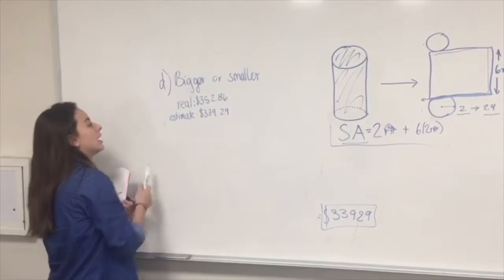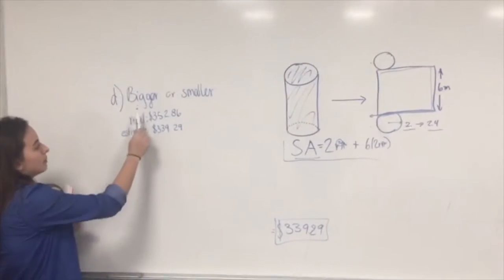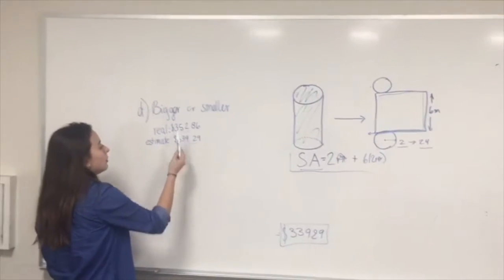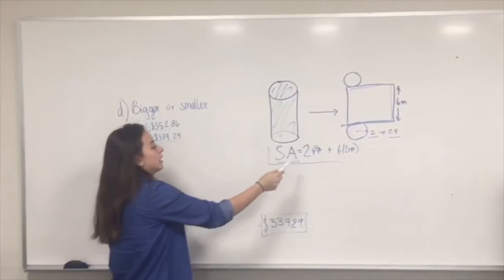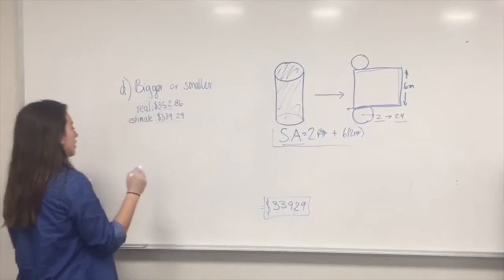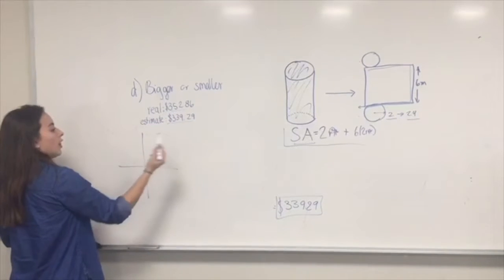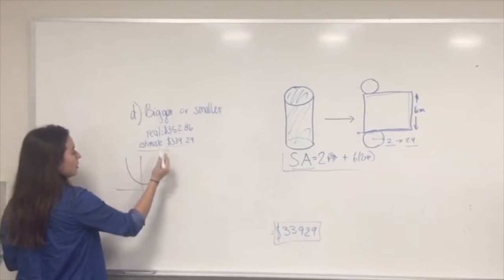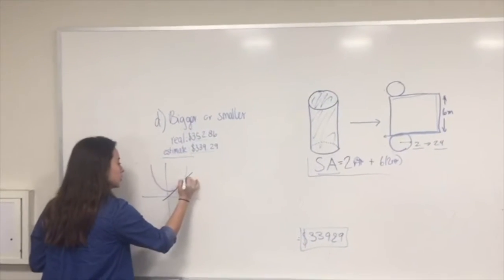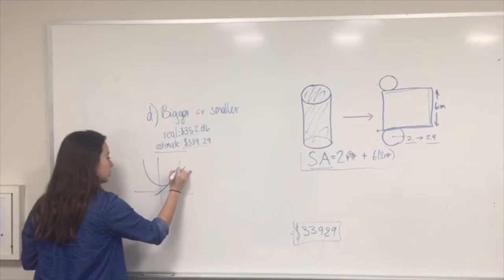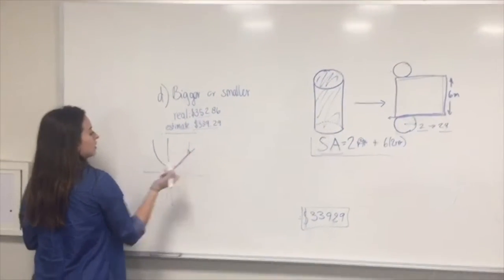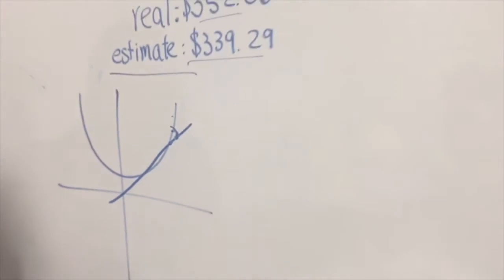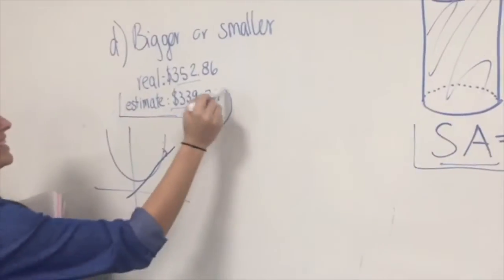Okay, so letter D asks us, is the estimate bigger or smaller than the real one? The estimate will always be smaller because in the formula we have a square. This means, like in a graph, that the formula will be like a parabola, and the estimate is the tangent line. So if you take this point and this point, there's a difference. There's a small difference, and that's the estimate. That's why the estimate is smaller.